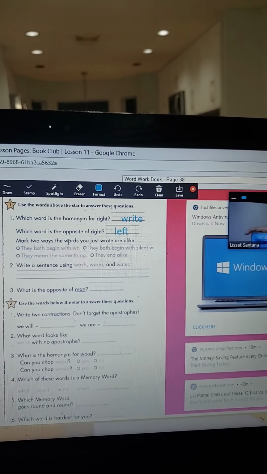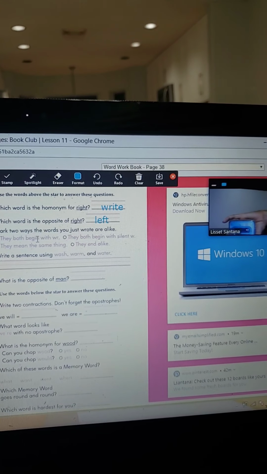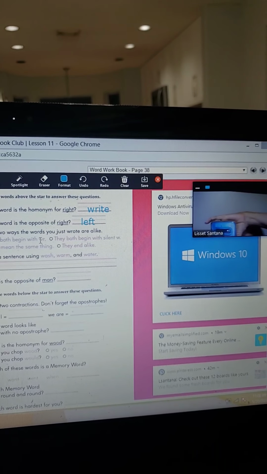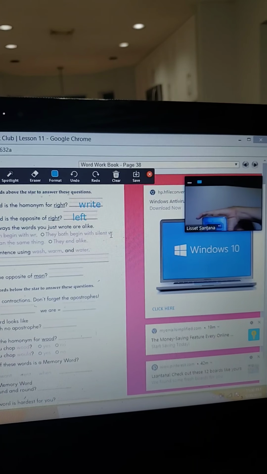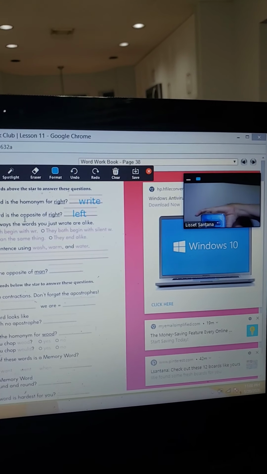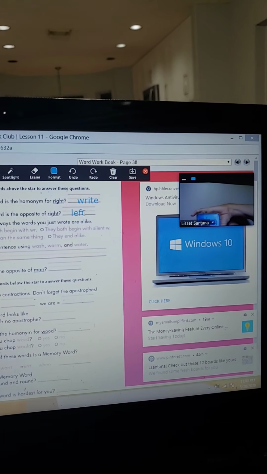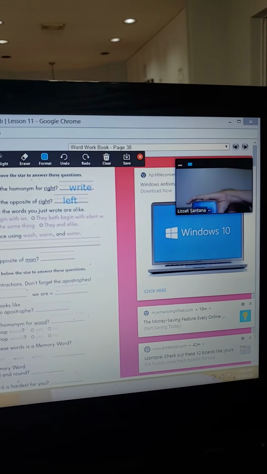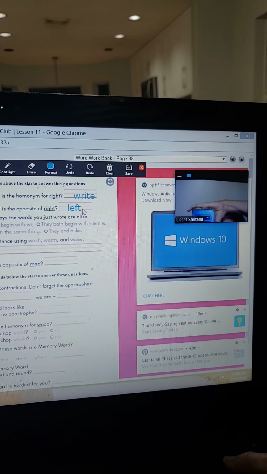And it says, mark 2 ways the words you wrote are alike. They both begin with the WR. No. They both begin with the silent W. No. Oh, wait, that doesn't make sense. Because we don't have, which word is the opposite of right? So it can't be left. Sorry, guys, it can't be left. Let's see. The opposite of right is wrong. That's what they mean. Miss Santana wasn't paying attention, so let's fix that.